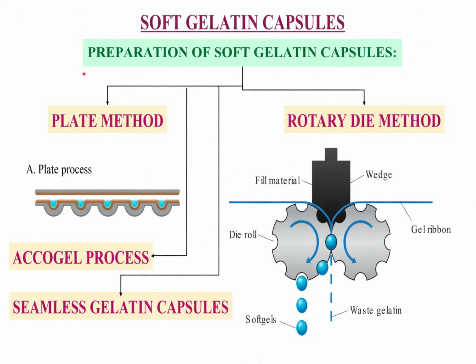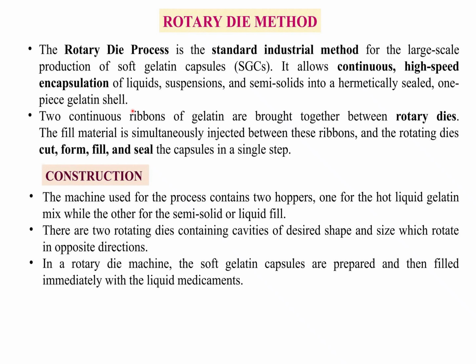So here is the overall preparation for soft gelatin capsule. There are four methods for the preparation of soft gelatin capsule: plate method, eco-gel process, seamless gelatin capsules, and rotary die method. We'll discuss the rotary die method because it's one of the most commonly used techniques for the preparation of soft gelatin capsule in pharmaceutical manufacturing. So let's start with the rotary die method.